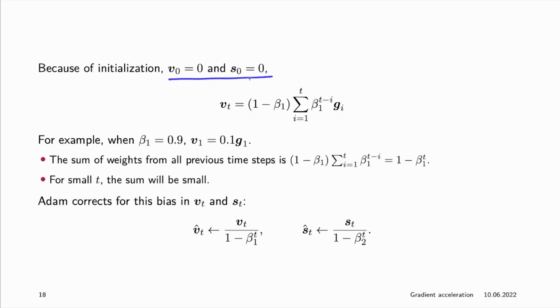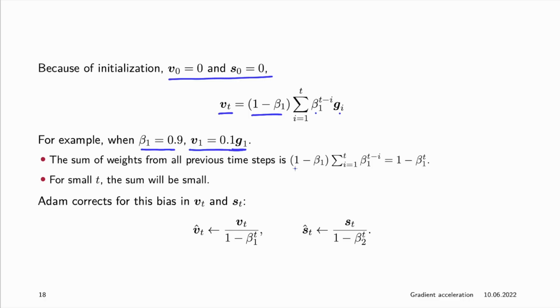Both v0 and s0 are initialized as 0, and for this reason vt is equal to 1 minus beta 1 times the sum from i equals 1 through t of beta 1 to the power of t minus i times the gradient at iteration i. So for example, if we look at beta 1 equals 0.9, v1 equals 0.1 times the gradient at the first iteration. Then the sum of the weights from all these previous time steps will become 1 minus beta 1 times the sum over iteration i from 1 through t of beta 1 to the power of t minus i.